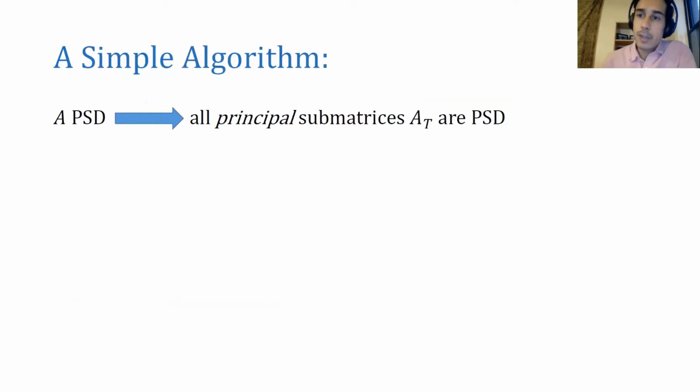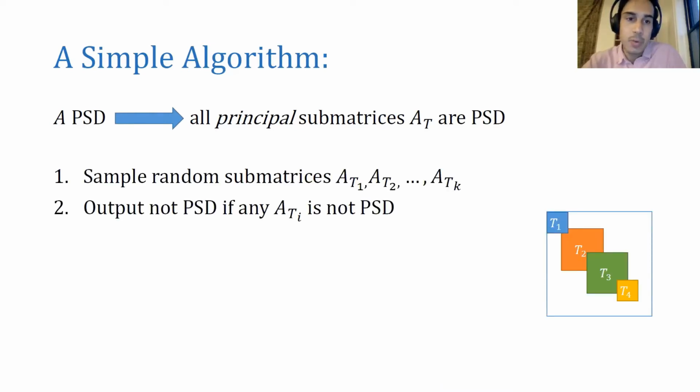So I'm now going to mention a very simple algorithm, which will be the main algorithm and the only algorithm we actually use in this talk, although it need not be the only algorithm one uses for testing positive semi-definiteness. It comes out of this very simple fact: if A is PSD, all of its principal submatrices are also PSD. So here's a very simple algorithm. We sample a bunch of random principal submatrices, A_T1, A_T2, up to A_TK. We look at the entries in those submatrices, and we compute whether or not those submatrices are PSD. If all of them are PSD, we say PSD. But if any one of them fails to be PSD, then we immediately return that the overall matrix is not PSD.